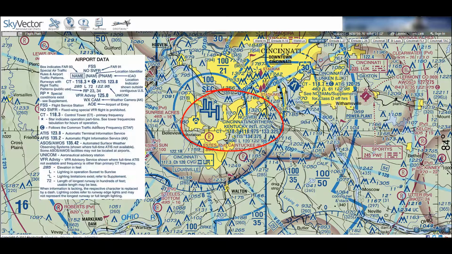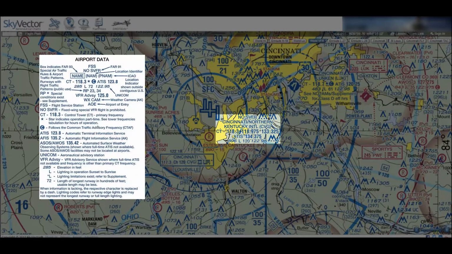Buried in this cartographic mess is the information for this airport. First, it tells us that the special visual flight rules are not allowed at this airport. Second, we have the name of the airport, followed by the three-letter identifier, Charlie Victor Golf.